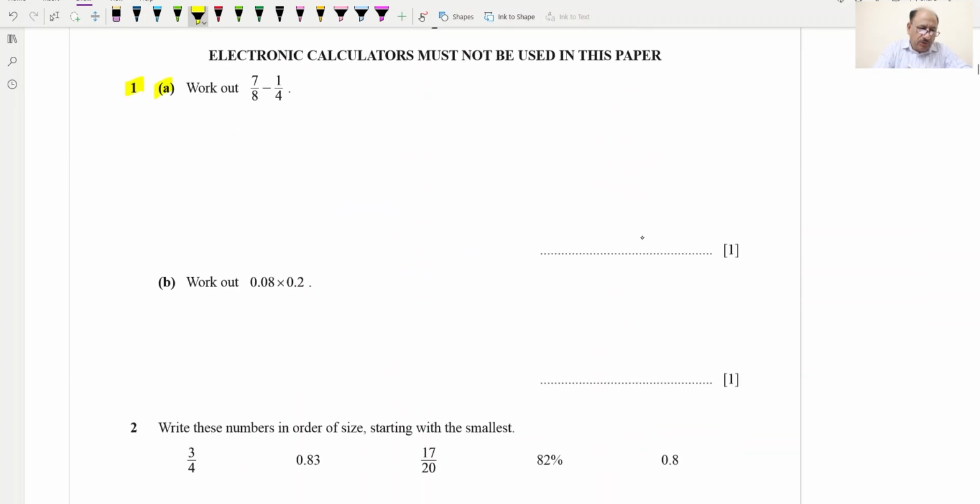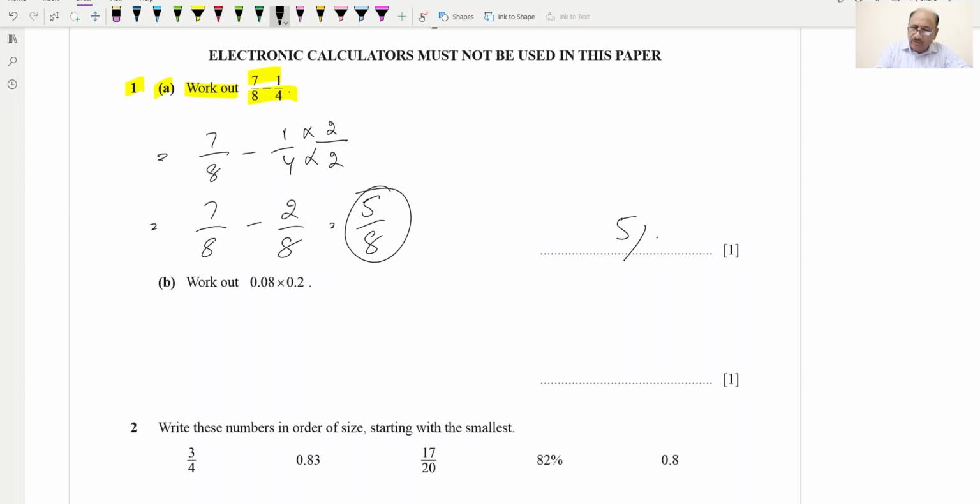For question number 1, part A, work out this fraction, we have to simplify. So what we can do, we can equalize the denominators. So 1 by 4 will be multiplied and divided by 2, and this will be 7 over 8 minus 2 over 8, which is equal to 5 by 8, and this will be our final answer, and this is a 1 mark question.